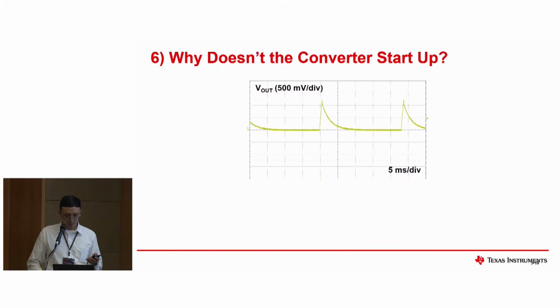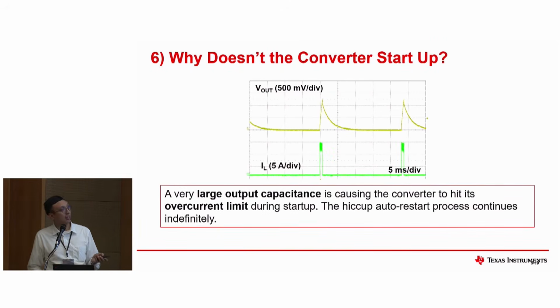Okay, power limit. Any other guess? The capacitor. Okay. So actually, it does have to do with the output capacitor. It's a very large output capacitance on this device, and this is actually triggering the overcurrent limit of the device. So you have to make sure that your output capacitance selection does not trigger the overcurrent limit of the device.